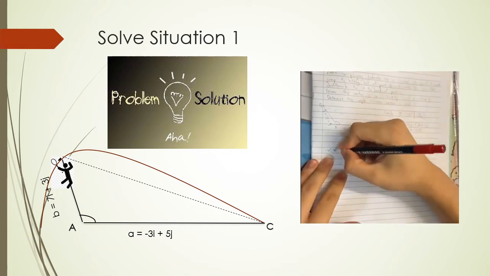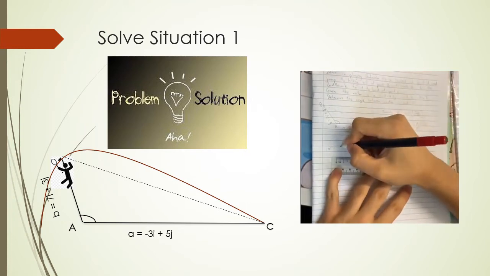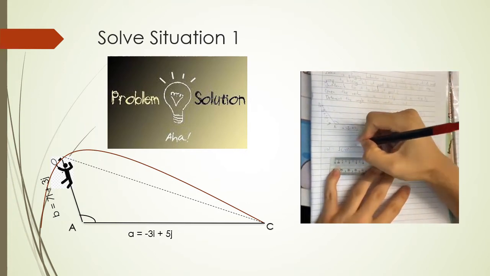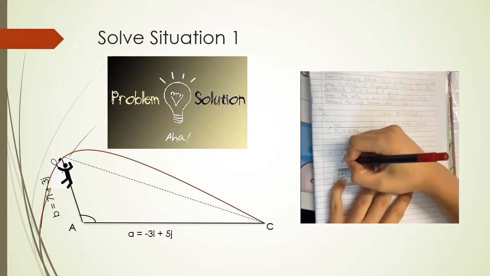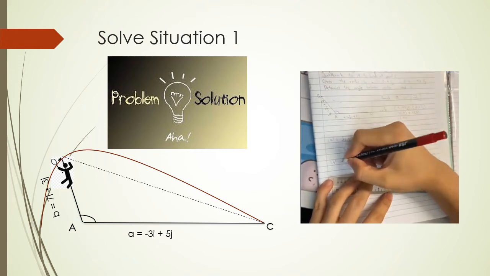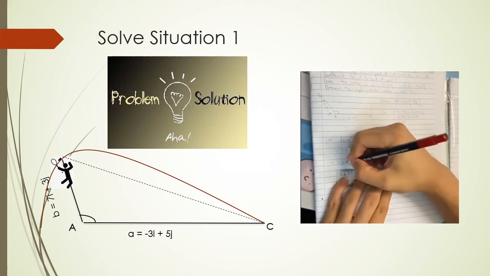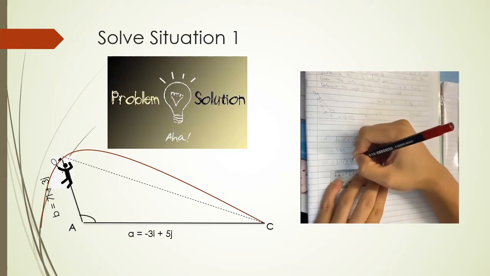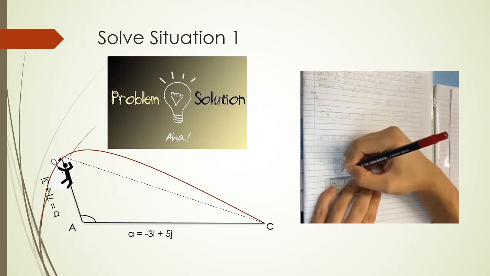The magnitude of A equals the square root of i squared plus j squared. The answer is 5.83. The magnitude of B equals the square root of 7 squared plus 3 squared. The answer is 7.62.